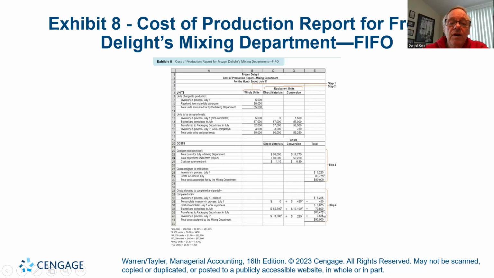So the cost of completed in the July 1st work in process is 6,675. Started and completed is 79,800. And there is the amount that is transferred out. And there's the total assignment of the cost assigned by the mixing department.